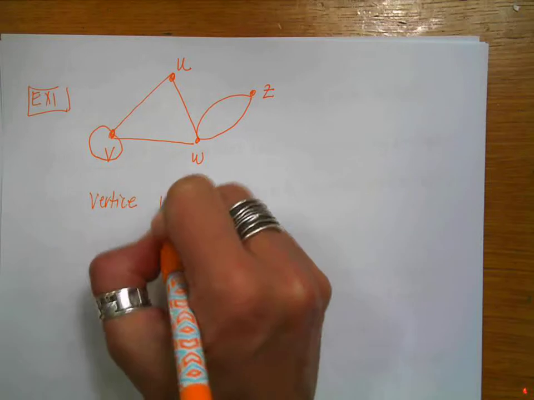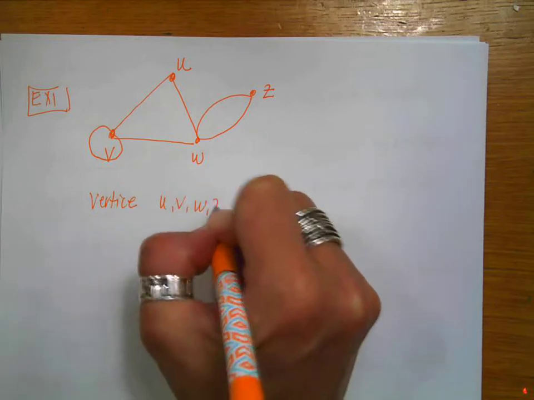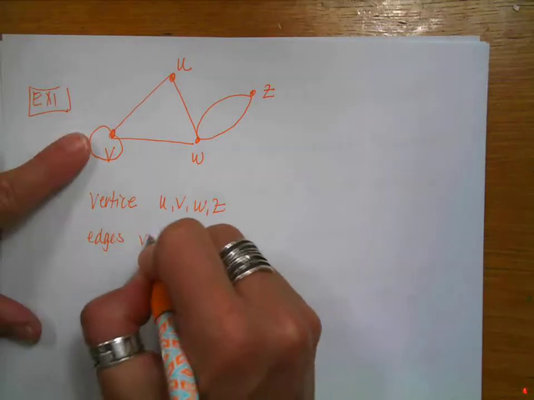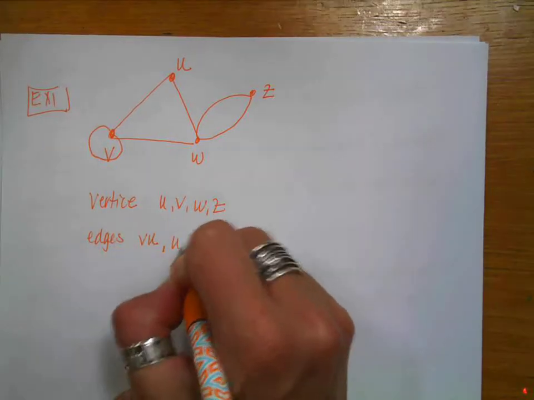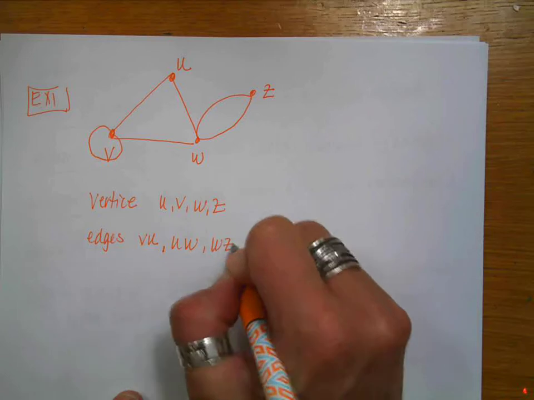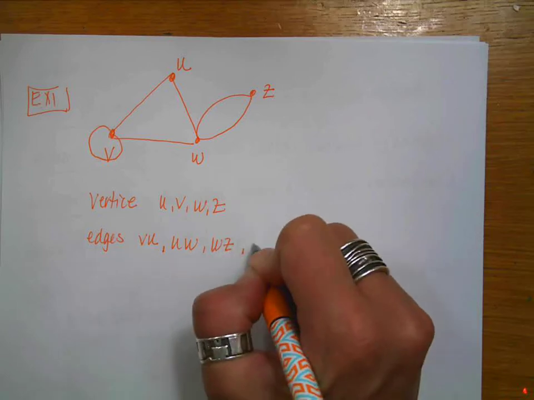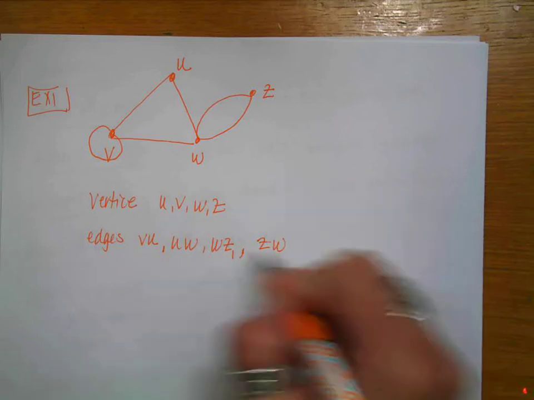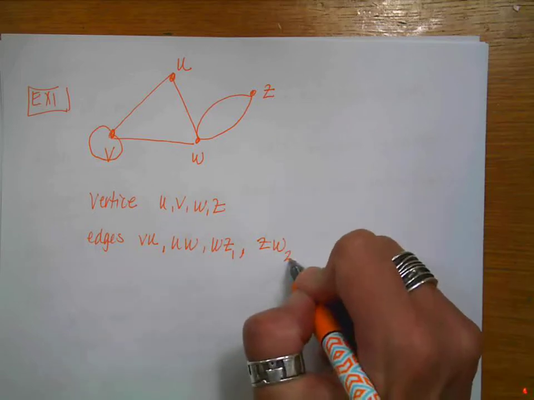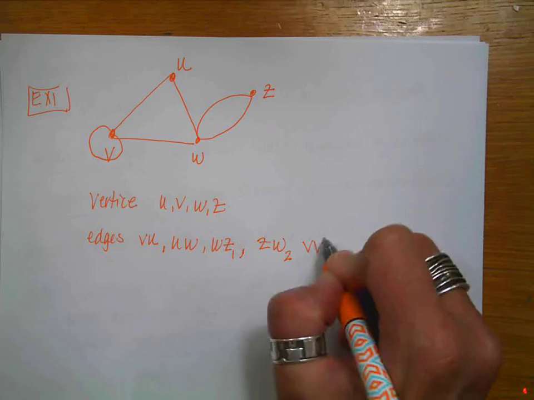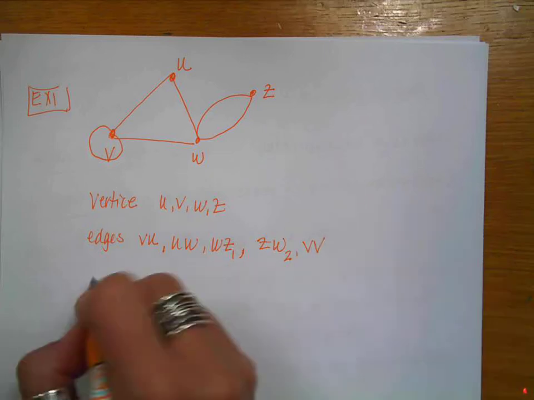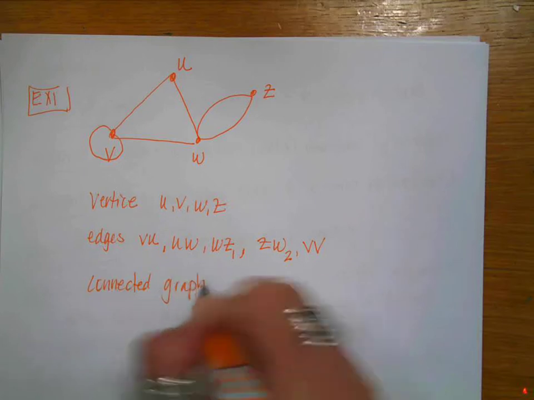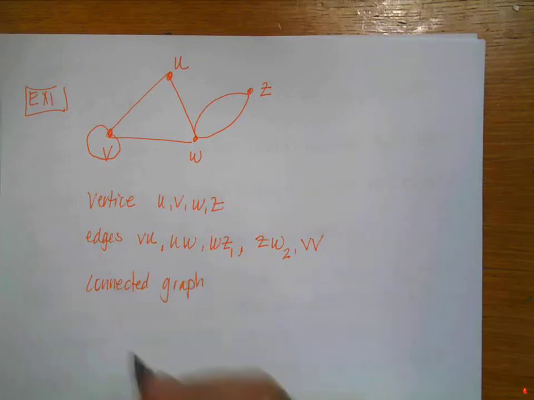Okay, so let's just talk about what we know. I know that I have vertices of U, V, W, and Z. My edges are going to be V to U, and then I'm going to have U to W, W to Z, and then I'm going to do Z to W. Maybe we'll call that guy 1 and that guy 2. And then at V, I'm going to have V to V. Okay, it is a connected graph, meaning that there aren't any gaps in our network.